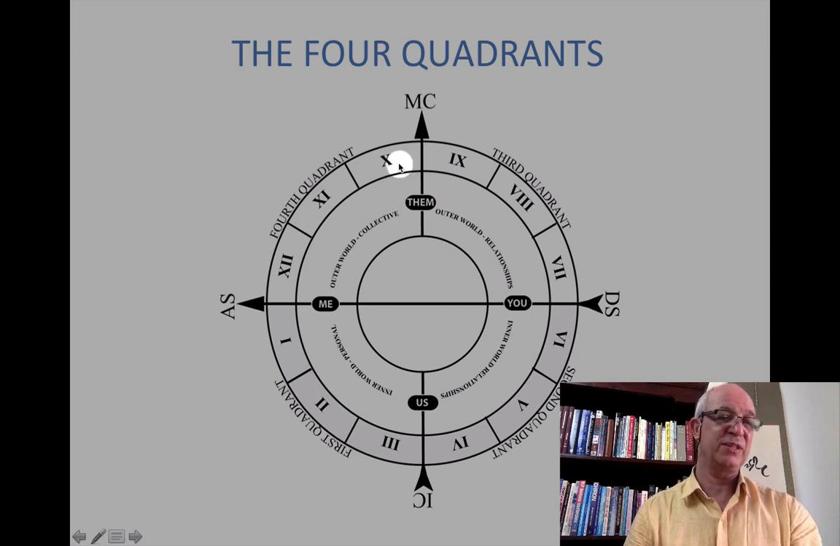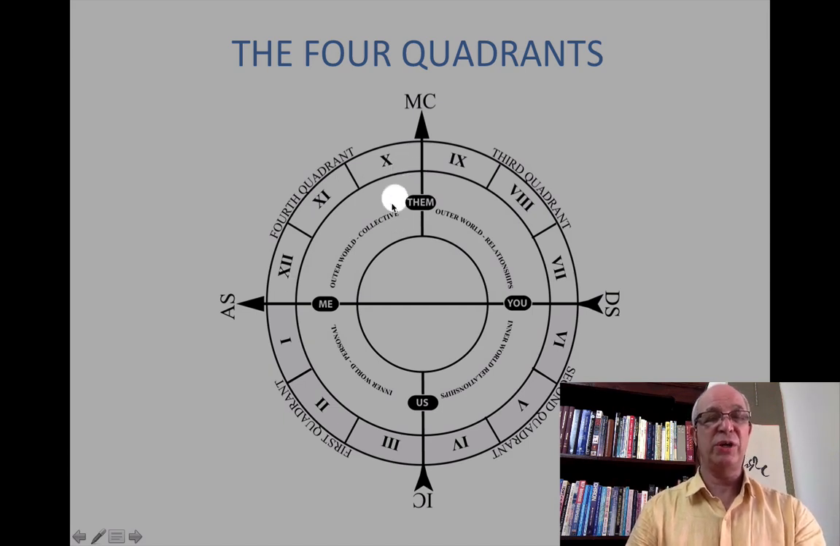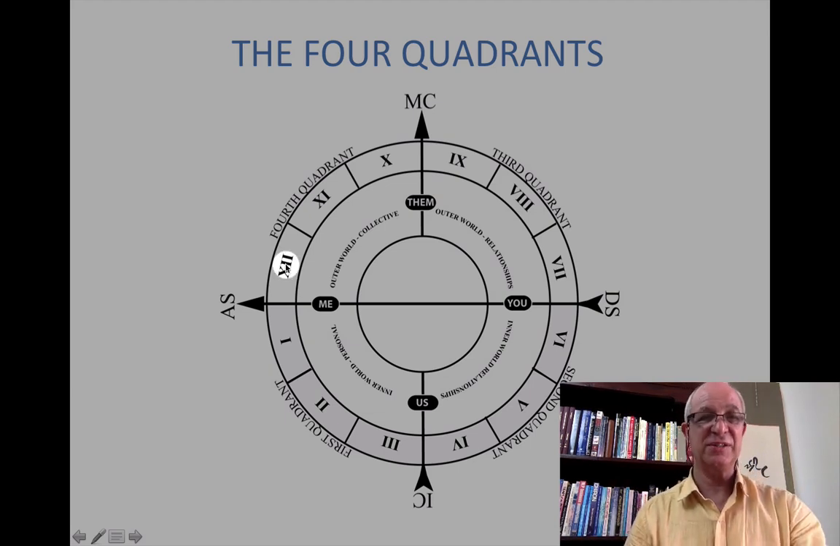And as soon as we get into the 10th, 11th and 12th, we're going into the collective sphere. So this is like the business world or your career. The 11th house is like groups, and the 12th house is what happens hidden behind the scenes in many ways. So that's the 4 quadrants.